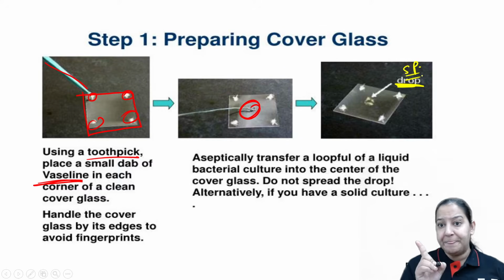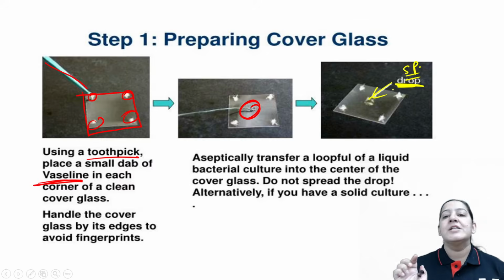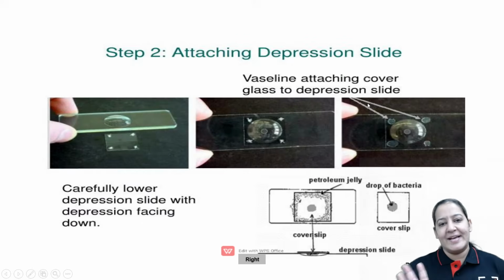So this is a liquid drop. It contains bacteria. We are not staining it. Please mind my words: we are not staining it. We are using it directly. So at the center of the cover slip, put one drop of the specimen containing bacteria. Right? Now take a slide.